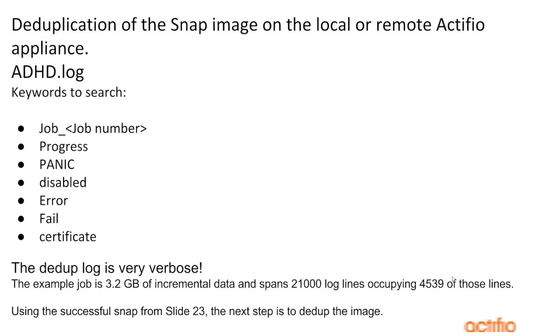We're also going to look for disabled, error, fail, and certificate. Now, certificate is a unique search term for dedupe. I did mention at the beginning that the ADHD log, which covers deduplication and remote deduplication, also handles all secure communication, and all communication between CDSs is secure. All of that logging also goes in here.